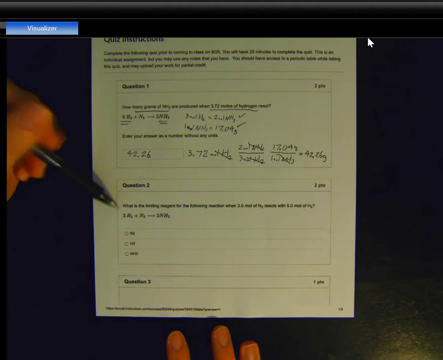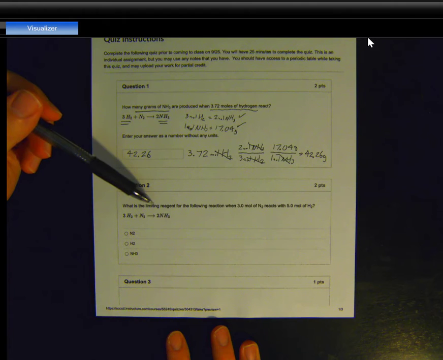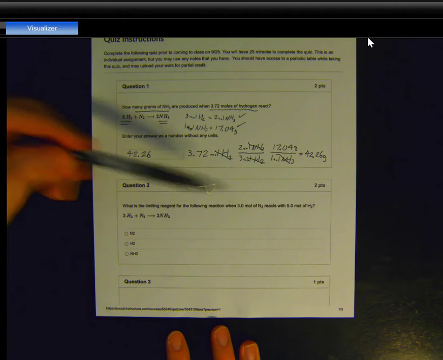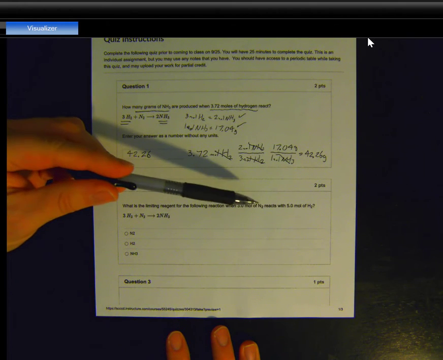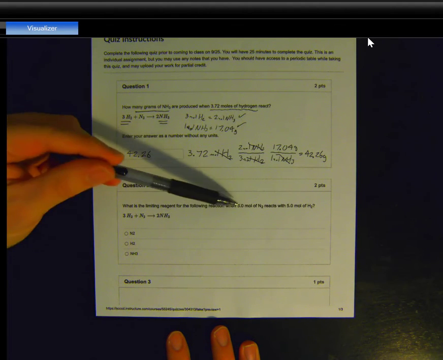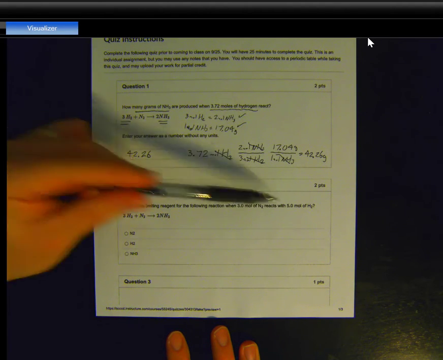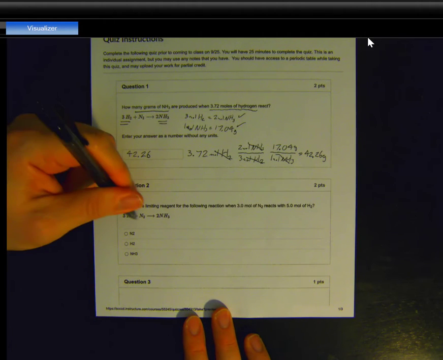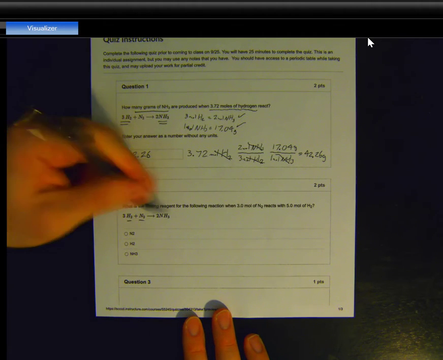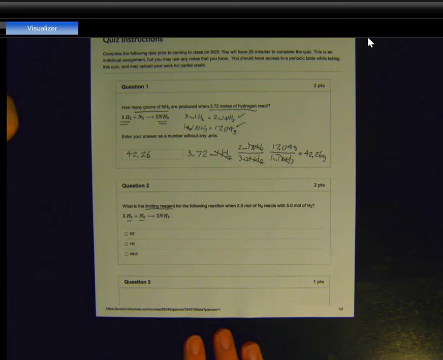Okay, second question. What is the limiting reagent for the following reaction when 3 moles of N2 react with 5 moles of H2? So we're given the amounts of 2 reactants, N2 and H2, and we're looking for the limiting reagent. Anytime we're looking at limiting reagent, we need to do the stoichiometry twice and pick the smaller amount.